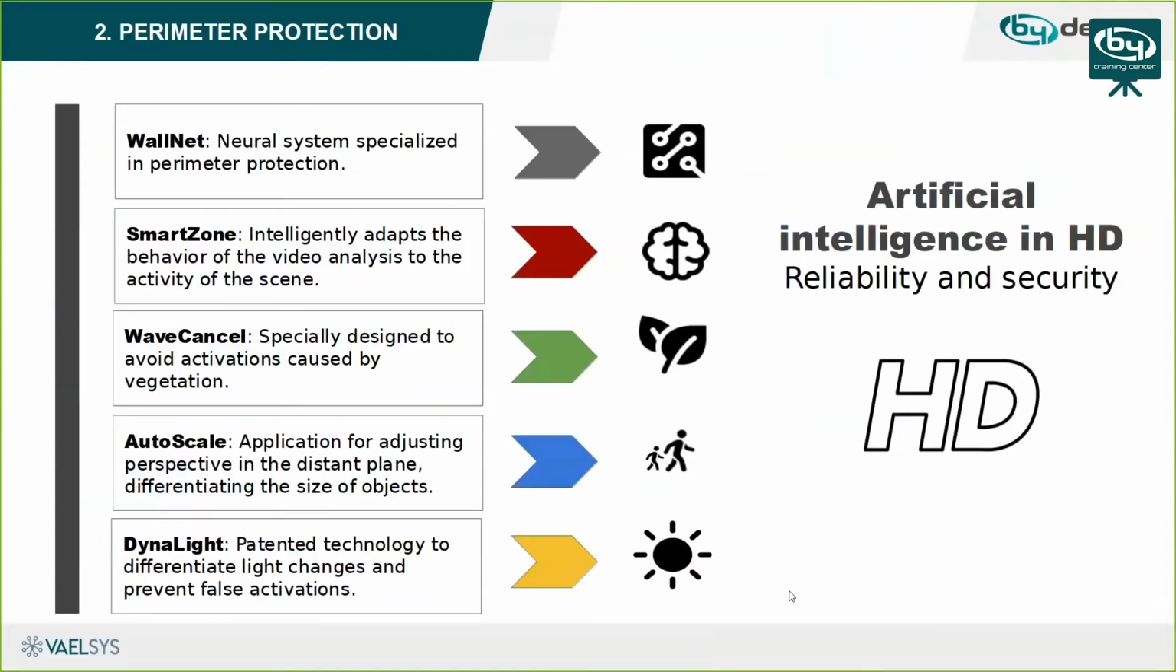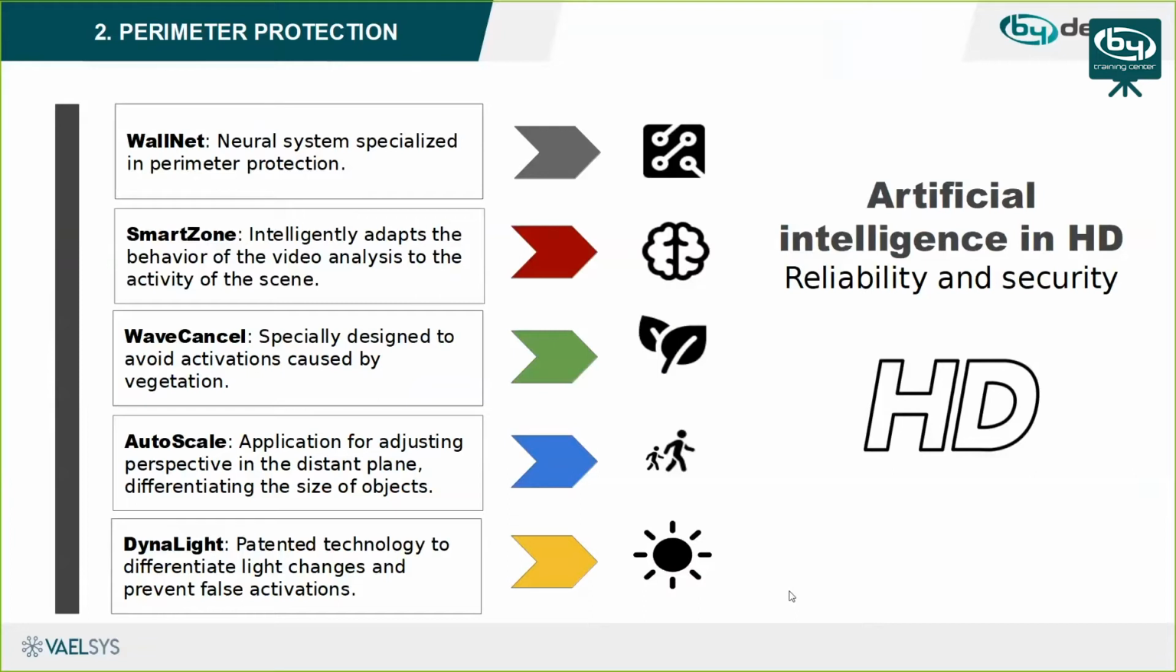So perimeter protection would be built on these five bases. So we got Walnet, we got Smart Zone, we got Wave Cancel, Autoscale, and Dinlight. So Walnet would be a neural system specialized in perimeter protection. Smart Zone means that it would intelligently adapt the behavior of the video analysis to the activity of the certain scene. Wave Cancel is specially designed to avoid false activations caused by vegetation like trees, bushes waving in the wind.